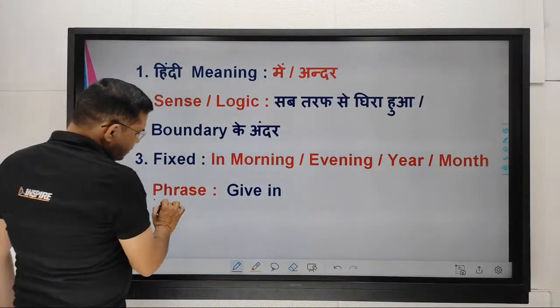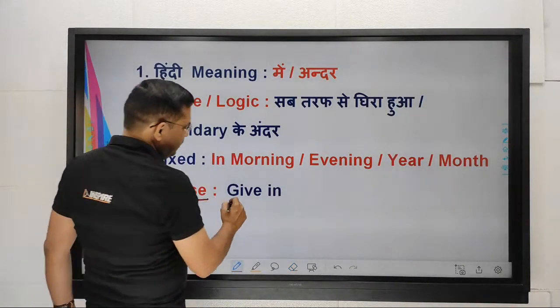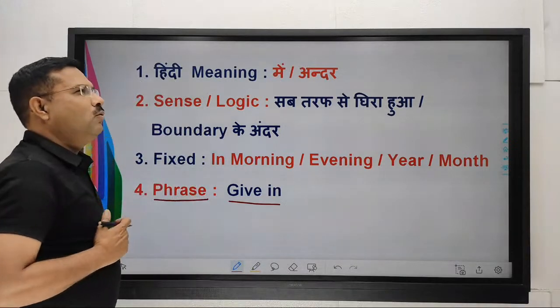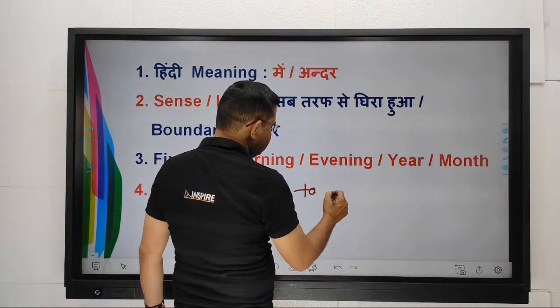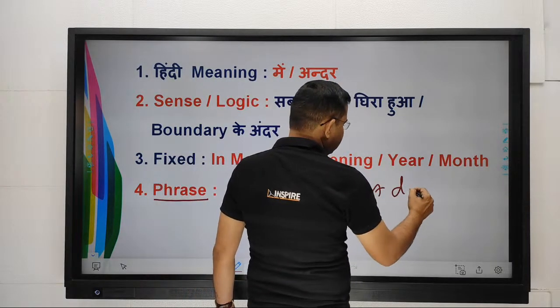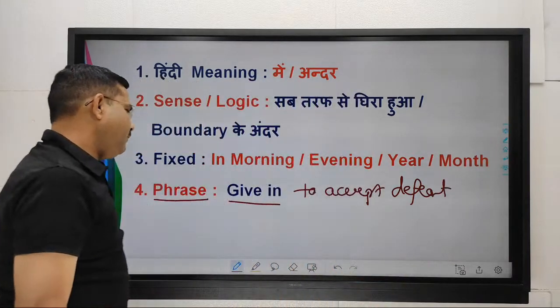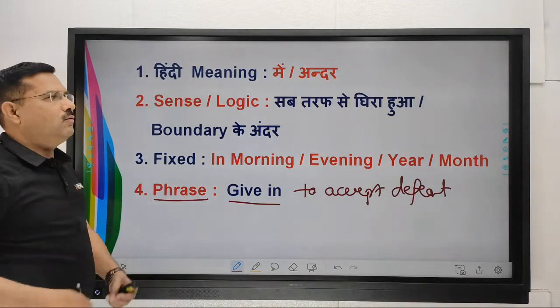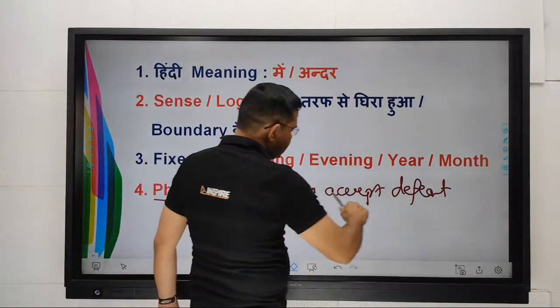And it also makes phrases, like give in. What do you mean by give in? Give in means to accept defeat. To accept defeat means what we call in Hindi haar maan jana, that is to accept defeat is give in.